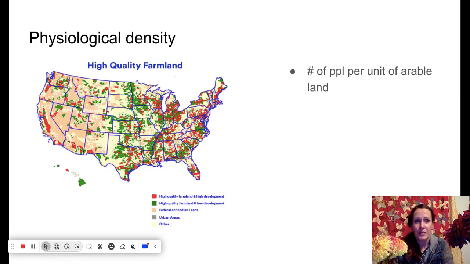Physiological density. This is the number of people per unit of arable land. Basically, think farmable land, right? So population density might not even be relevant in an area if it's desert or a place where it would be more difficult for life to be sustainable. But if you look just at, hey, of all the areas people can live, where do they, and what factors determine that, right? So physiological, the people per unit of arable land.